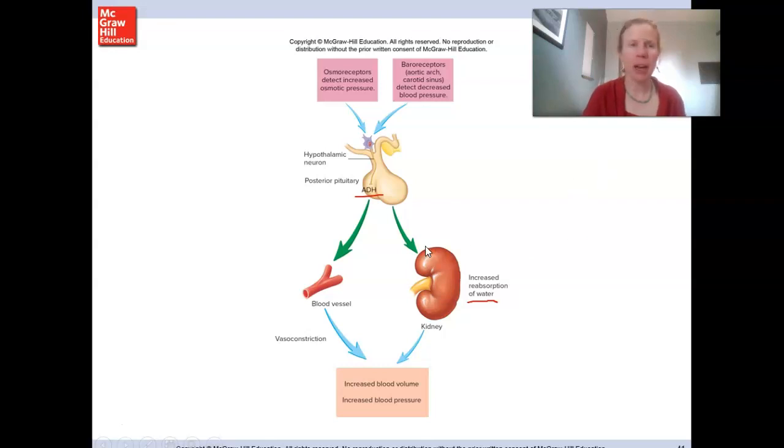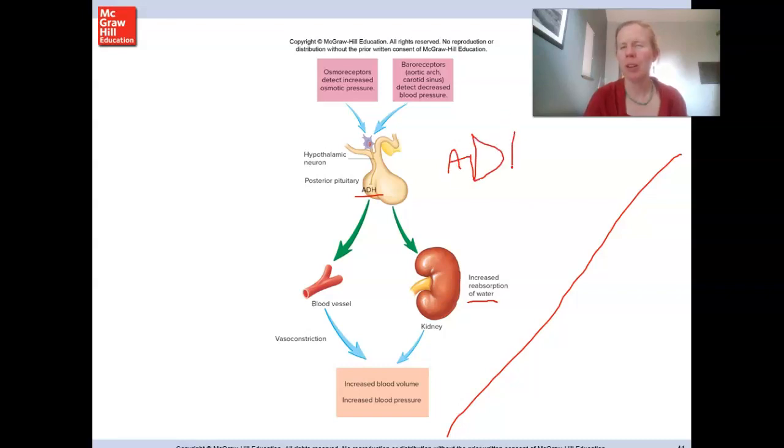On the flip side, I don't have a picture of it, so I guess we're going to do it here. So this is ADH up here. There's another hormone, and I don't think we really talked about it at all, called ANP, atrial natriuretic peptide. There's another very closely related molecule called BNP, brain natriuretic peptide. They're actually both released by the atria, so that's kind of a weird setup.